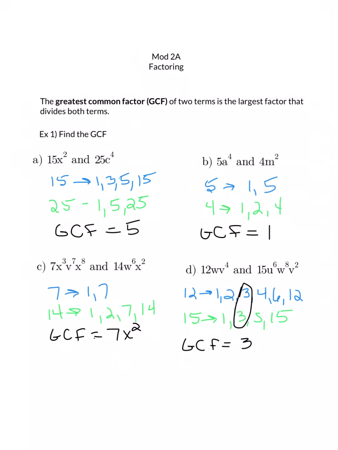Looking at the letters, we have a w in both terms and a v in both terms. Remember that we take the smallest power of the letters. So it's going to be w to the first and v to the second.